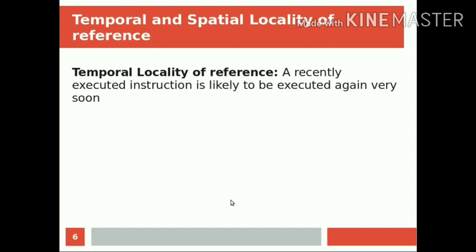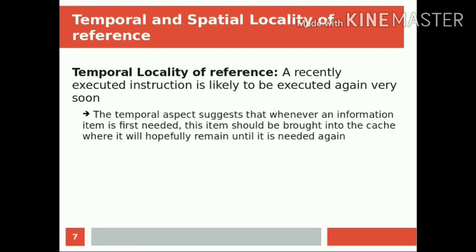There are two types of locality of reference: temporal locality and spatial locality. Temporal locality of reference: a recently executed instruction is likely to be executed again very soon. The temporal aspect suggests that whenever an information item is first needed, this item should be brought into the cache where it will hopefully remain until it is needed again.